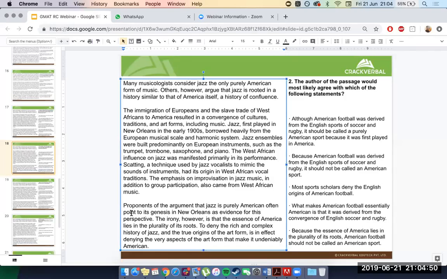Now, that's complicated. I would not expect you to understand that the first time around. I would not even recommend that you try to understand that the first time around. What I would recommend that you understand the first time around is that the people who are on Team Pure American have given a reason. But when we see the irony, however, we see that the author doesn't agree with this reason and that she is on the other side of the equation. She is on the side that plurality and convergence is what makes jazz American. The moment you have just that much information, you can answer these questions easily. And that's what matters, right? You just need enough information to answer questions, not information to help you understand the passage in its entirety.